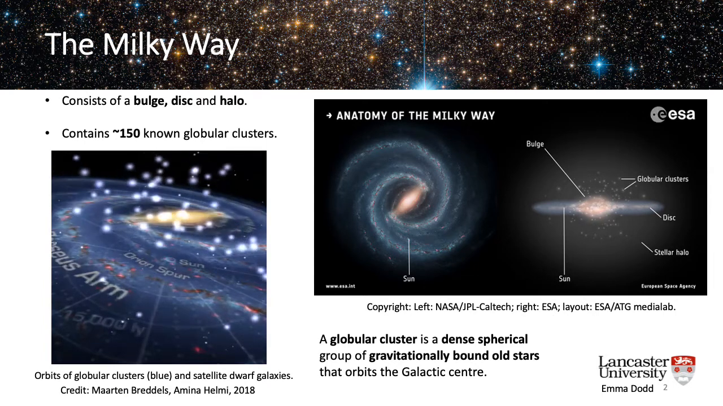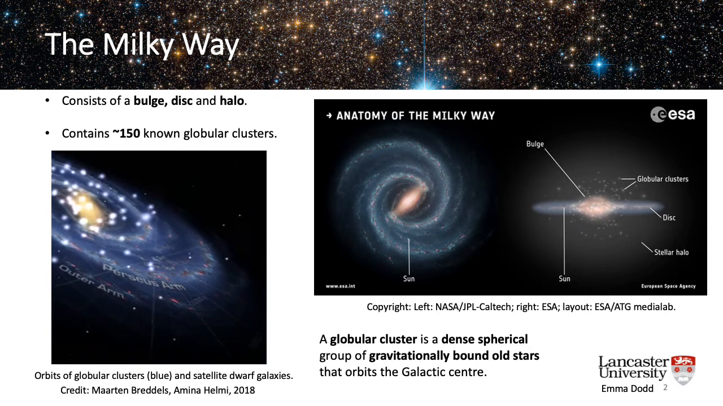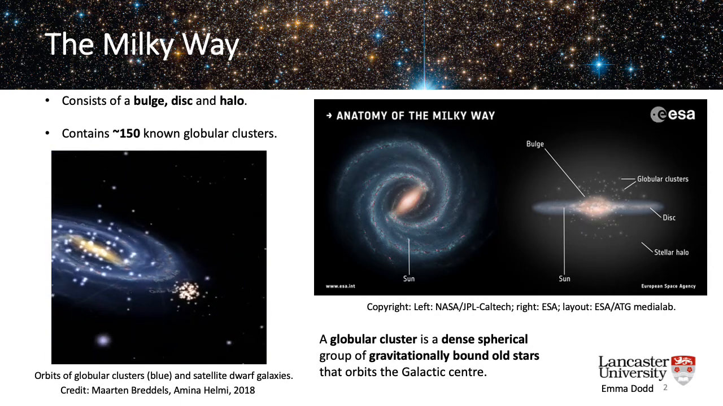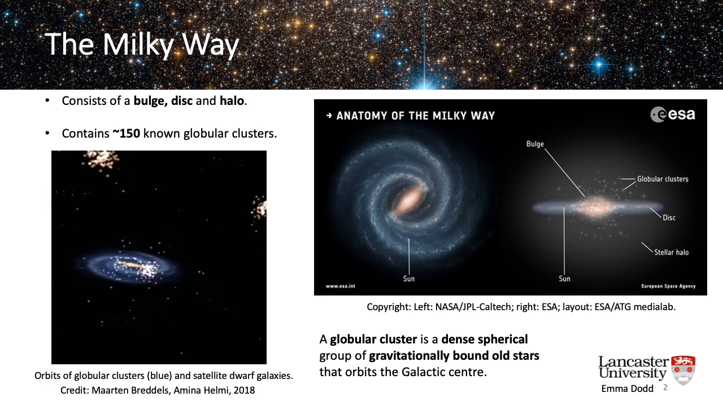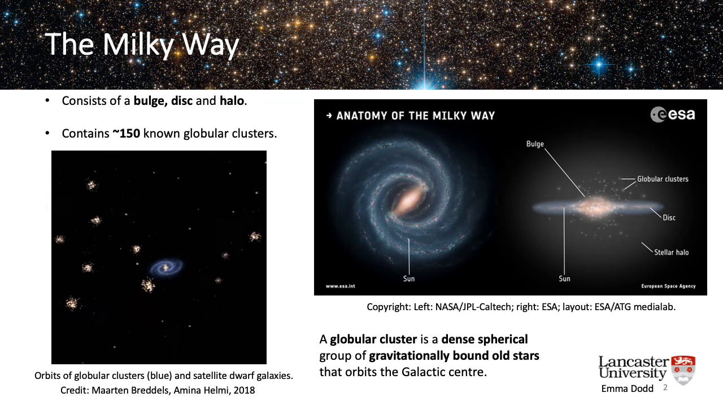The orbits of these systems can be seen on the left in the animation here. Each star in the cluster orbits the common centre of gravity, and then the cluster itself orbits the galactic centre. Globular clusters can be found not only in our galaxy, but in galaxies of all different types and sizes.